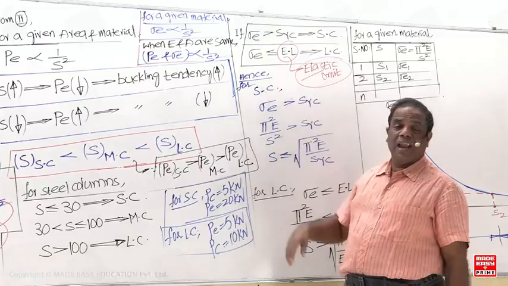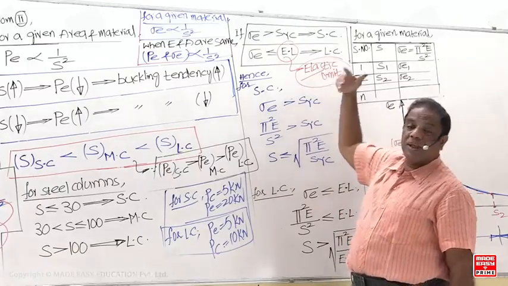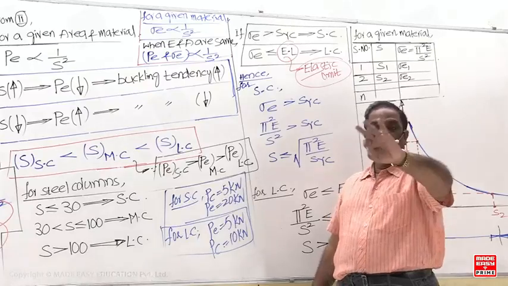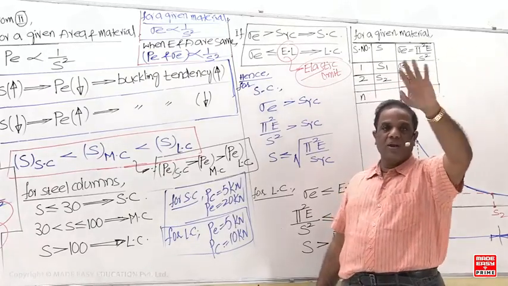Then it will undergo only elastic now, because long columns fail by elastic buckling. Your subject is dealing with only elastic. Plastic buckling we are not discussing, only elastic.